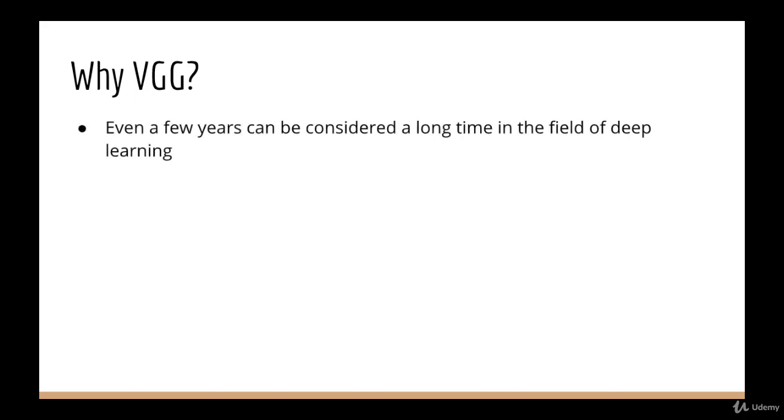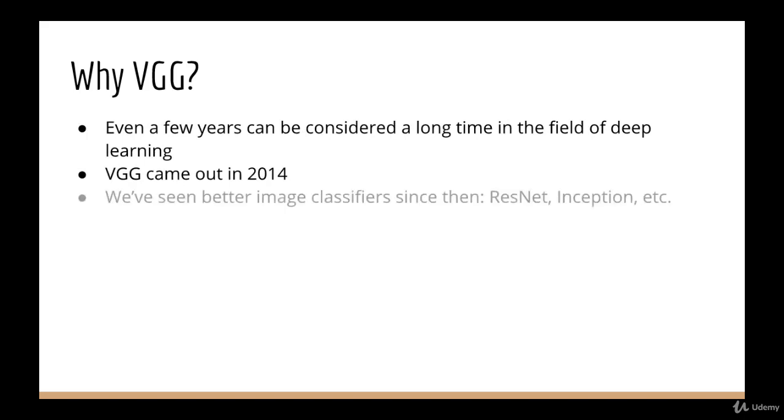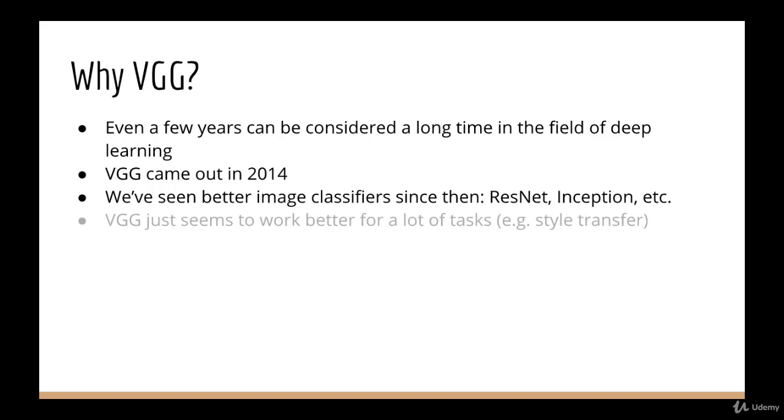Then one question you might have is, why VGG? We know that deep learning progresses very quickly, and that even just a few years in this field can be considered a long time. VGG came out in 2014. Since then, other models with more layers and more novel architectures have come out. So why don't people just use those? And the simple fact is, VGG just seems to work better. Nobody knows why.